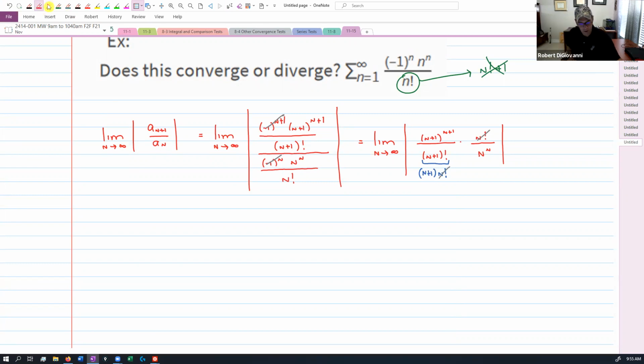So here's where we are. We have the limit as n goes to infinity of the absolute value of n plus 1 to the n plus 1 over n plus 1, and then n to the n. Anyone see something else I can do?